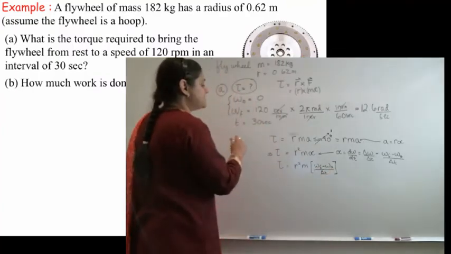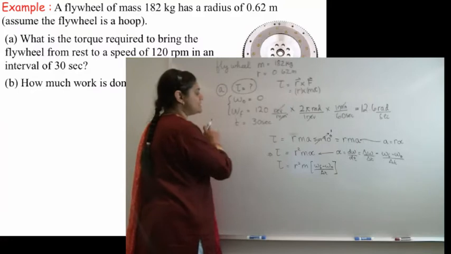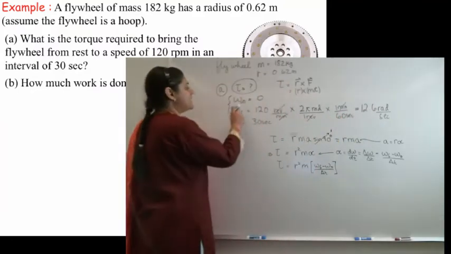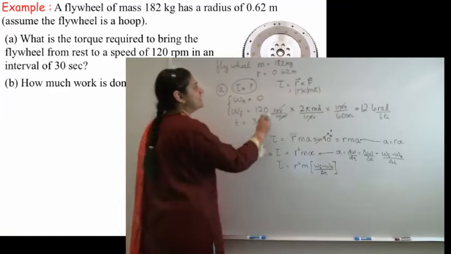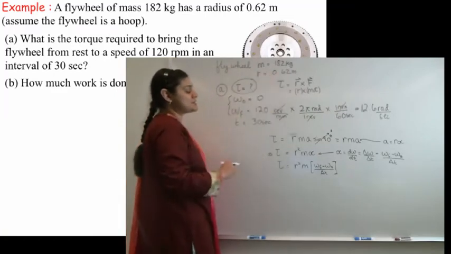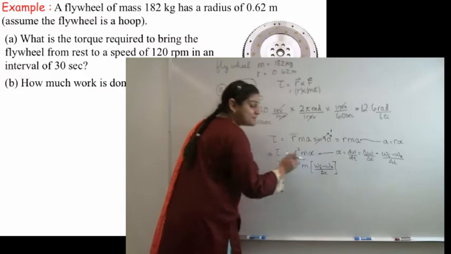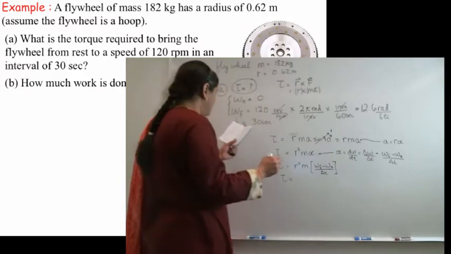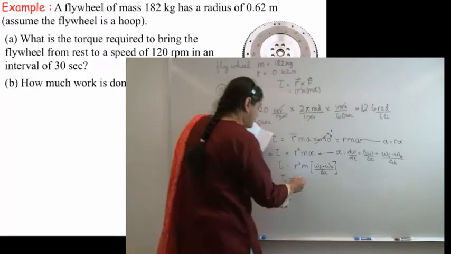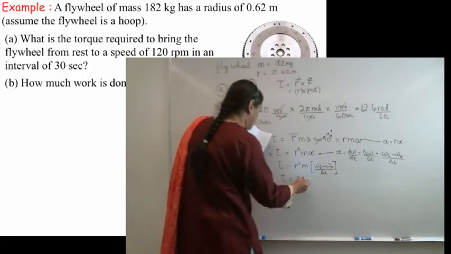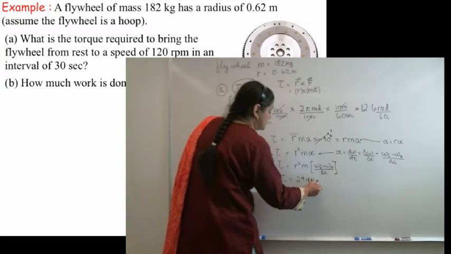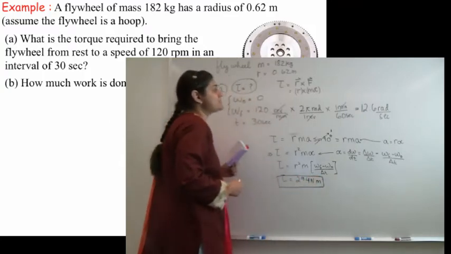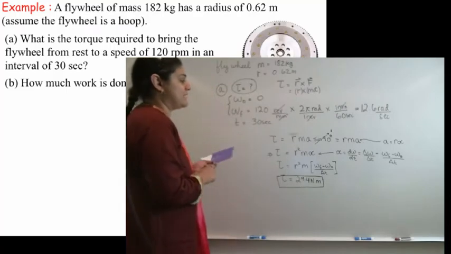Once I have that, I have delta t, which is 30 seconds. I have omega f, which is now 12.6 radians per second. I have omega naught, which is 0. They give me the mass and they give me the radius. So all I have to do is plug all of these numbers in, and I'm going to leave that up to you and actually give you just the final answer, which is going to be 29.4 Newton meters. Okay? And that is going to be the value of the torque that I was looking for.